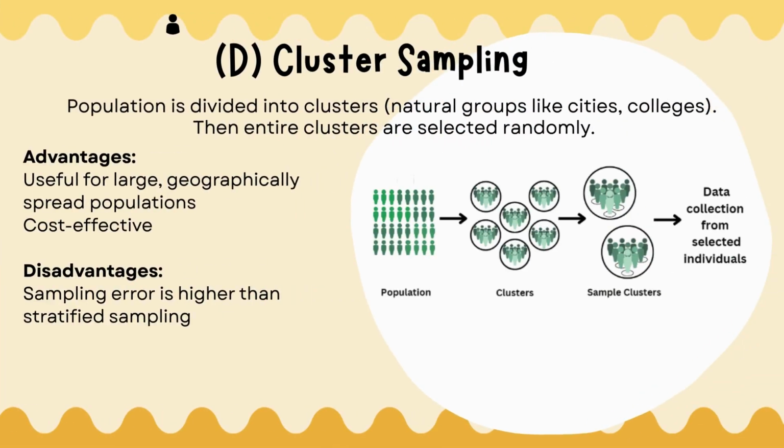Now, cluster and multi-stage sampling. Cluster sampling involves dividing the population into natural groups or clusters, such as cities or colleges. Entire clusters are then selected randomly. Advantage here is it is highly useful for large geographically spread populations and is cost effective. Disadvantages are the sampling error is generally higher than in stratified sampling.